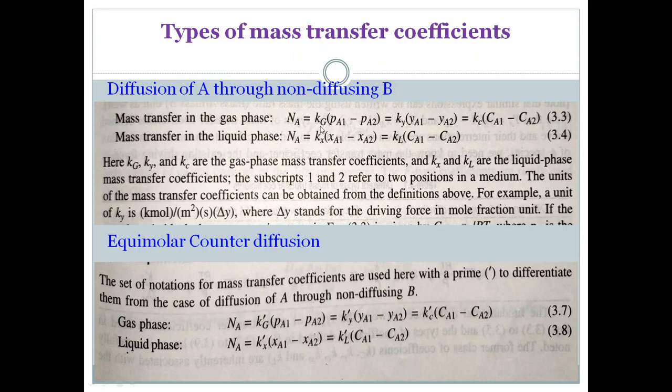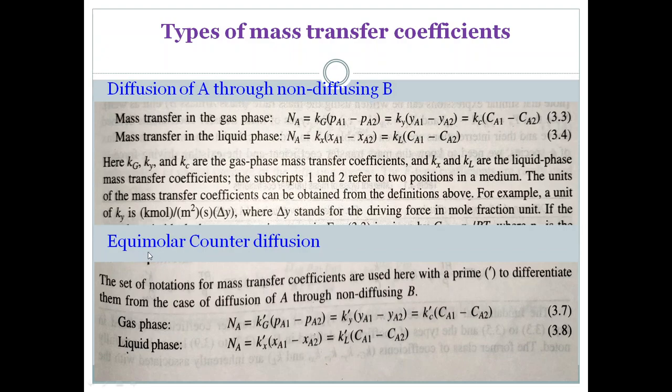Now, what will be the unit of kG? kG, I know, is kilomole per meter square second divided by delta P. For ky, it will be kilomole per meter square second by delta y. Similarly, it will be like this. I will come to it later also, then you will understand. Okay. This is the diffusion of A through non-diffusing B.